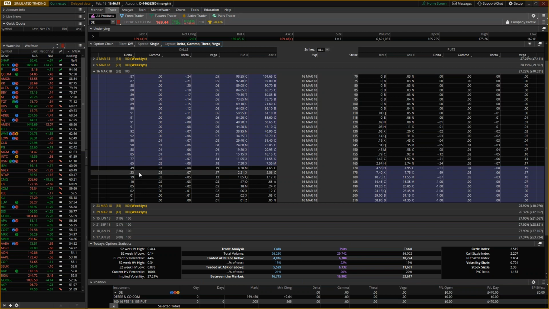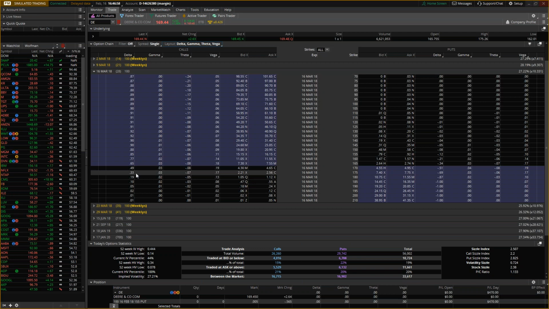All right. Delta also tells you the probability that this strike, the 175 strike, will be in the money at expiration. It's a 33% probability DEER will be trading at 175 in the next 28 days. It also tells you, if the market goes from 169.44 to 168.44, this premium will decrease by that amount on the first dollar move. Second dollar move gets a little bit fuzzy.